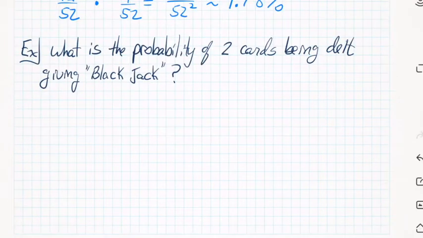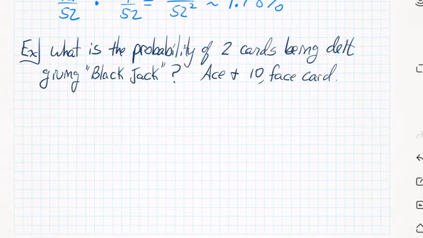So what is the probability of 2 cards being dealt at a casino? Sure, why not? Let's go gambling. Giving us a blackjack. Now, for those that don't know, blackjack is an ace and either a 10 card or a face card. Okay, so if the dealer gives you an ace and a 10, you have blackjack and you automatically win. If you have ace and a face card, again, you have blackjack and you automatically win.